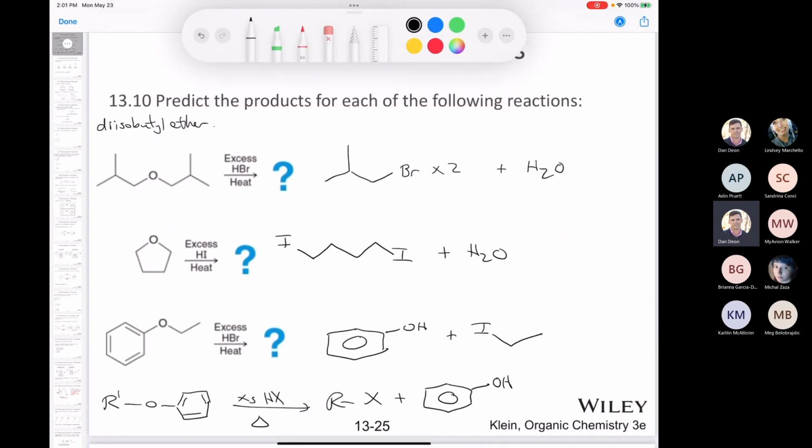Okie doke. Well, let's move on from there. And let's talk about nomenclature of epoxides.